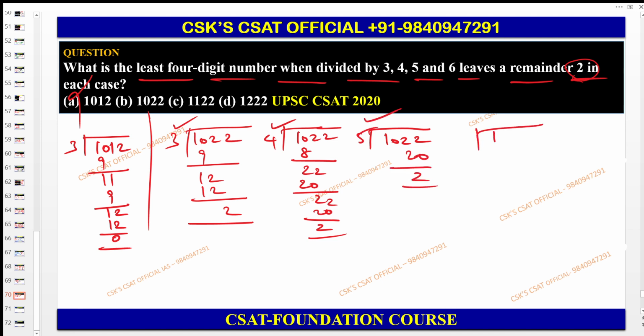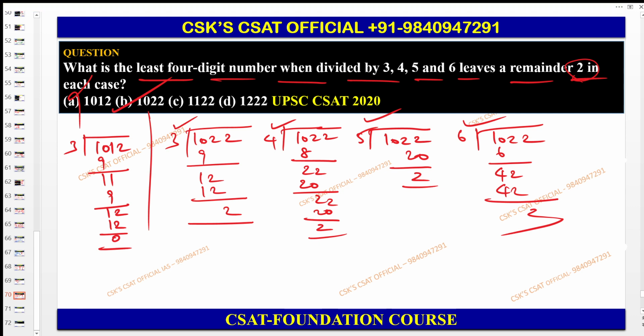I am checking with the 6 here. 6 goes, 42 completely goes, then 2 here. Okay, 1022 is the right answer. I have not applied any logic. I have learned 6th standard mathematics. I used this one. Everyone understood?